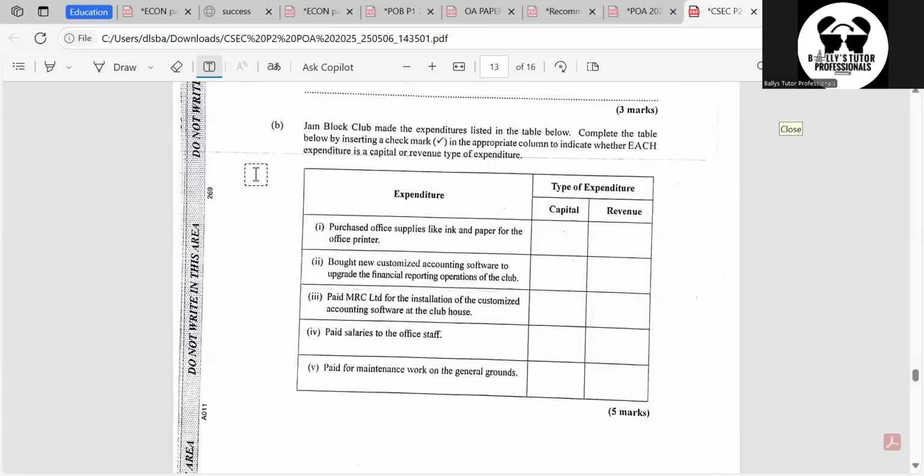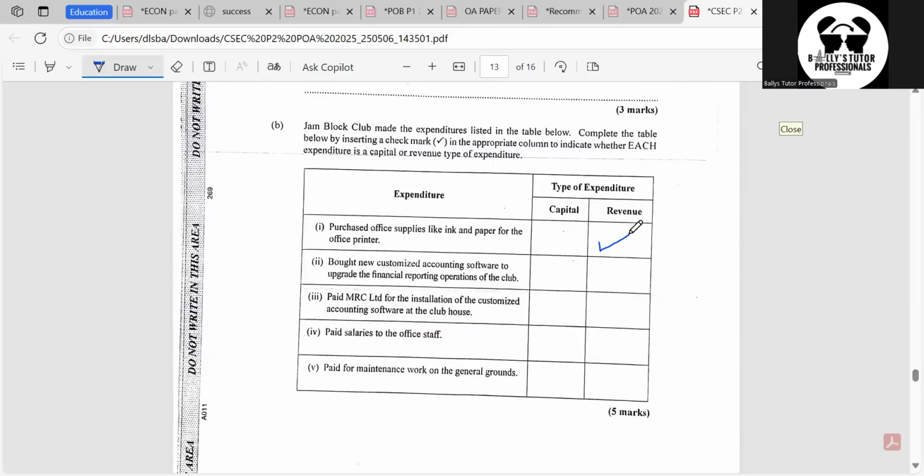Then it said Jam Block Club made the expenditures listed in the table below. Complete the table by inserting a check mark in the appropriate column to indicate whether each expenditure is a capital or revenue type of expenditure. Whenever you purchase a fixed asset or make permanent improvements on it, it will be capital expenditure. Your regular expenses recorded in the income statement would be revenue expenditure. You purchase office supplies, that's stationery. Stationery is considered a revenue expenditure.